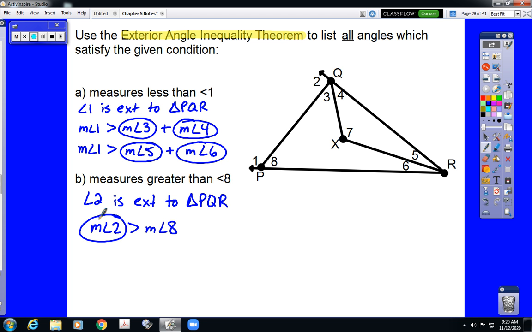Now, angle 1 is exterior to that triangle, but 8 is not a remote interior angle, so we cannot use that rule. The rest of the angles in this picture are not exterior to a triangle that contains angle 8, so none of them would follow this rule. Angle 2 would be the only answer for part B based on the exterior angle inequality theorem.